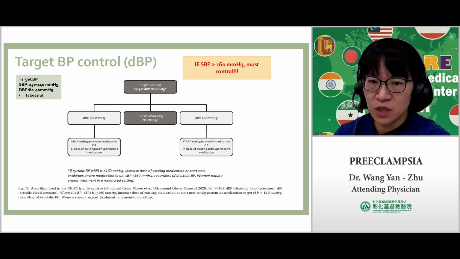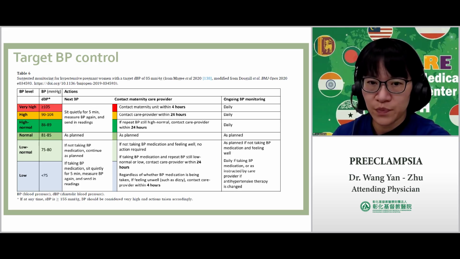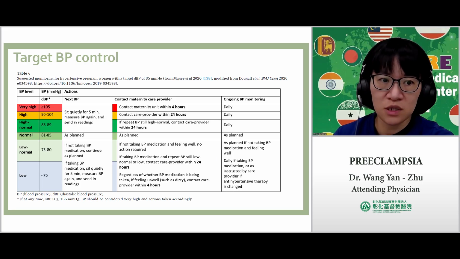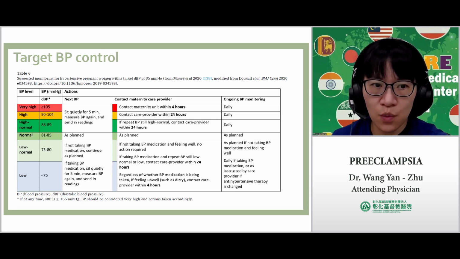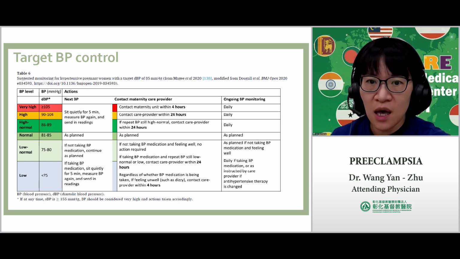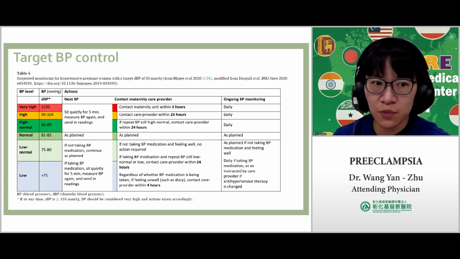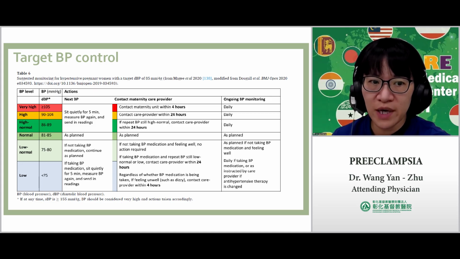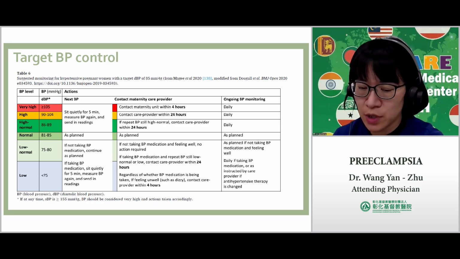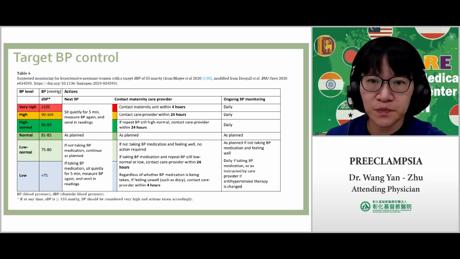And if your patient is 81 to 85, then that is the best target range for the diastolic blood pressure we want. If it's very high, more than 105, you must immediately go to the maternity unit, and within 4 hours, the best thing is to control the diastolic blood pressure. If it's normal, then it's okay. And if it's above 85, then you should have the antihypertensive agent.